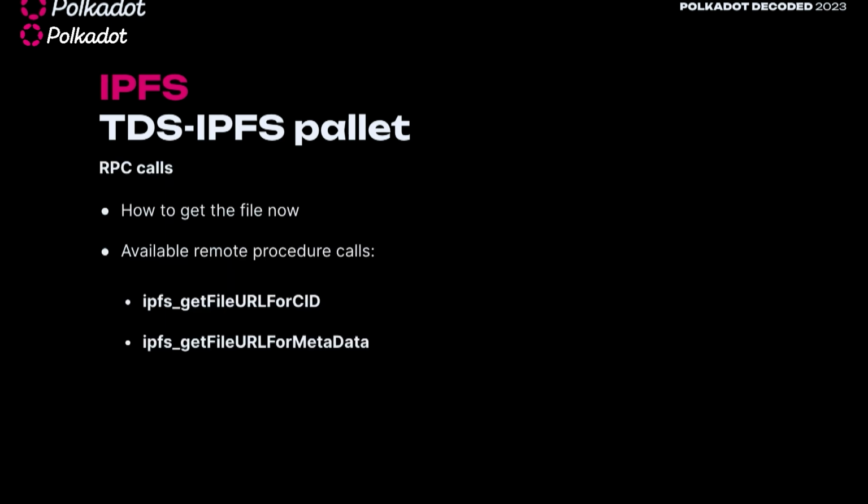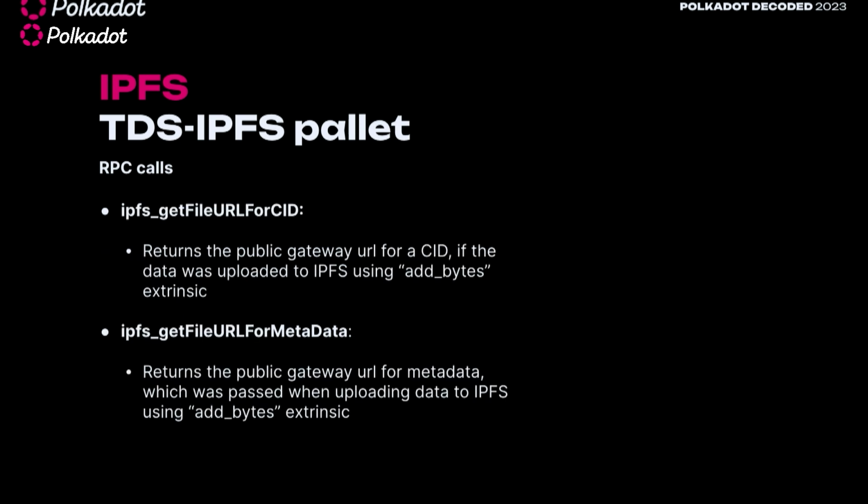All right, now we talked about how to get data into IPFS. Now, how to access the data within IPFS. For that, we created two remote procedure calls. One is called getFileURL for CID, which will return you the public gateway URL if you have used the add bytes extrinsic. And then there's similar functionality for metadata. If you query it with metadata, we look on-chain for an entry, and then return you the gateway URL for that as well.